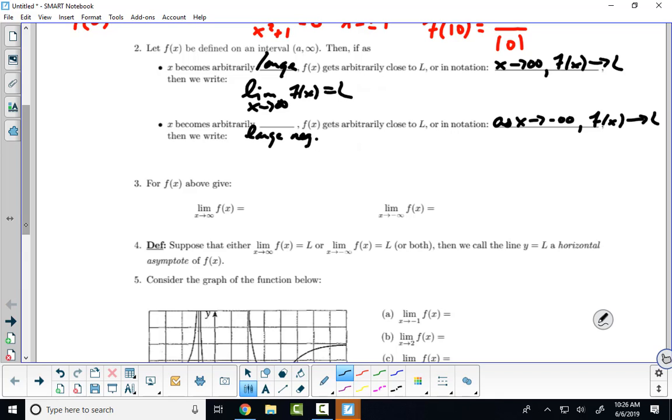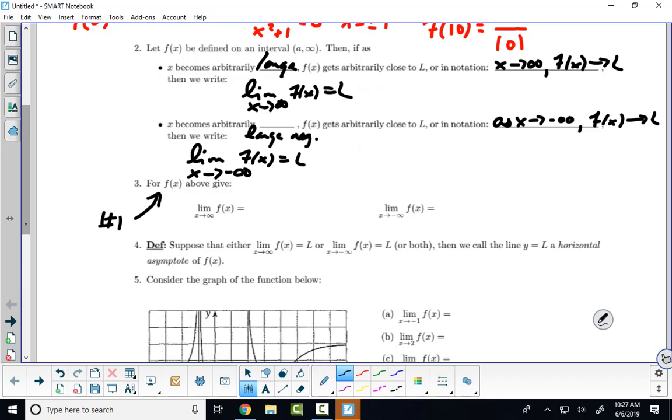How do I write this? Same thing, but negative infinity. Same thing, except our limiting value is going to be negative infinity. Okay? So for f above, by above I mean in number 1, in number 1, what would we write here?